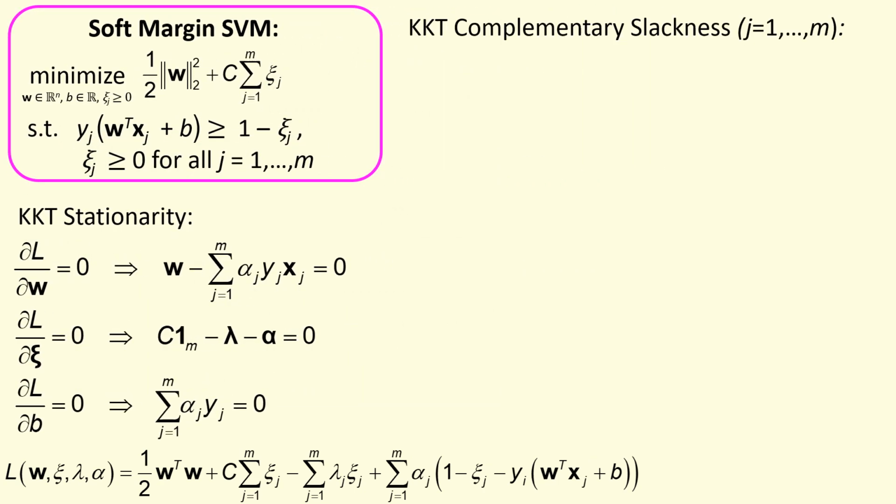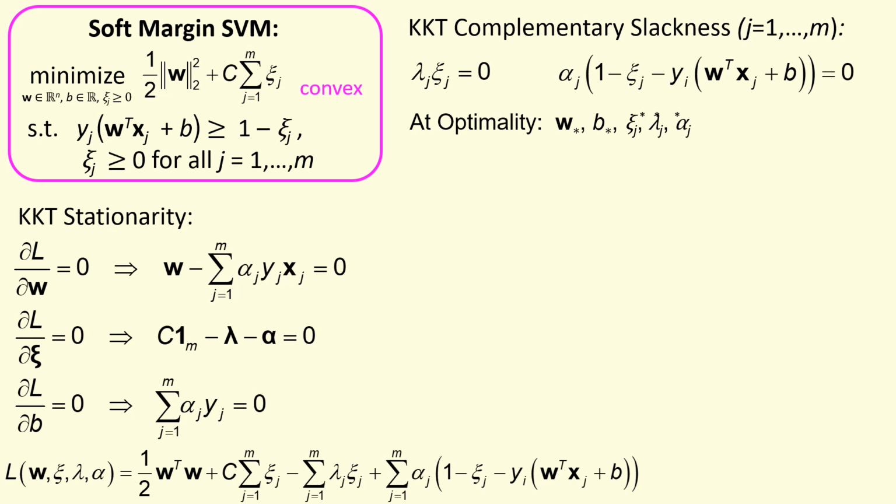Now, complementary slackness. This is a convex problem, so we'll get complementary slackness from the Karush-Kuhn-Tucker conditions. And that says that lambda sub j times the corresponding slack sub j has to be 0, and alpha sub j times that boundary constraint condition, 1 minus the slack minus y sub j quantity w transpose x sub j plus b, that product has to be equal to 0.